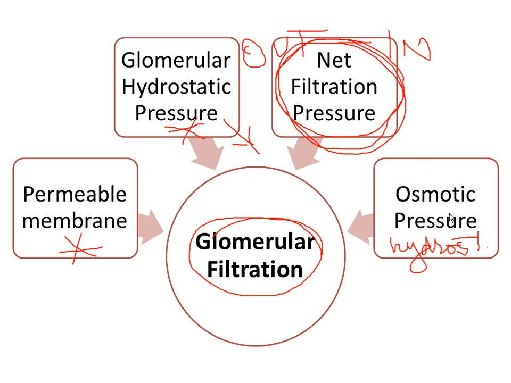Now, since these two stay kind of constant, the only way I can easily change the net filtration pressure on a moment-to-moment basis is to change the blood pressure inside the glomerulus. Remember, that's kind of easy to do. All I have to do is either dilate or constrict my afferent arteriole.